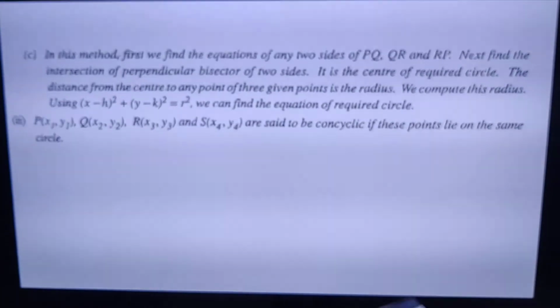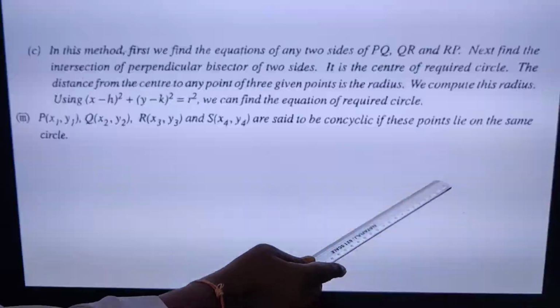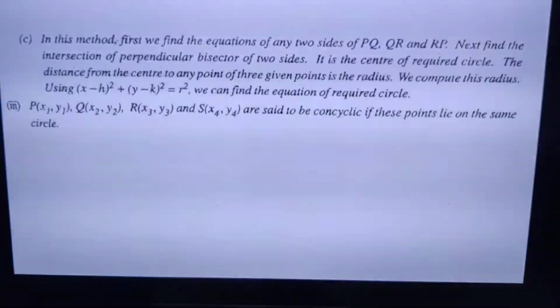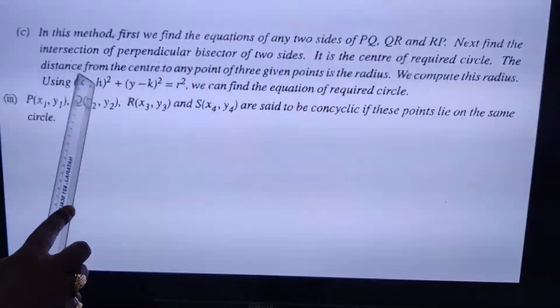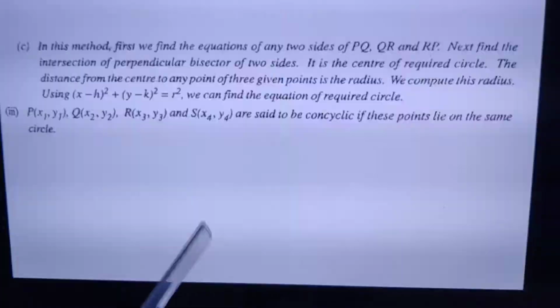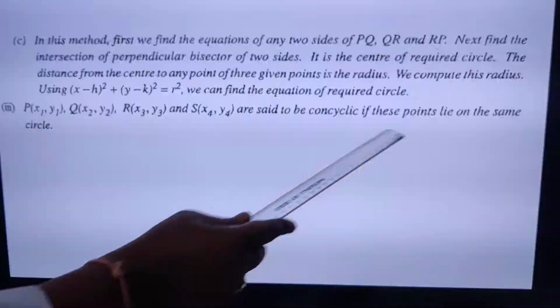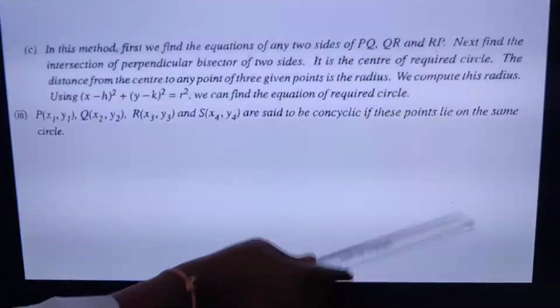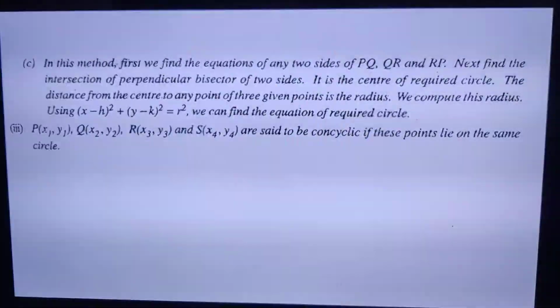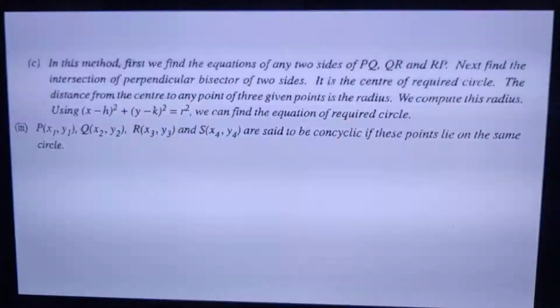Now, if there are 4 points P(x1, y1), Q(x2, y2), R(x3, y3) and S(x4, y4), they are said to be concyclic if these points lie on the same circle. Okay, we can do some examples on this.